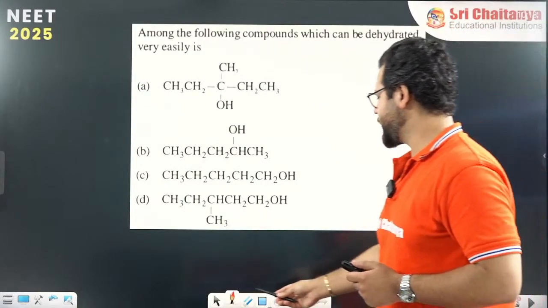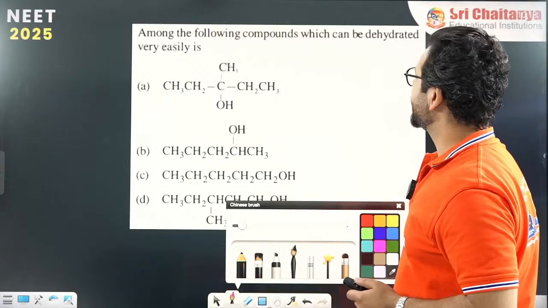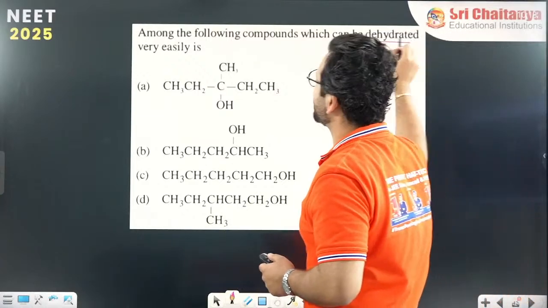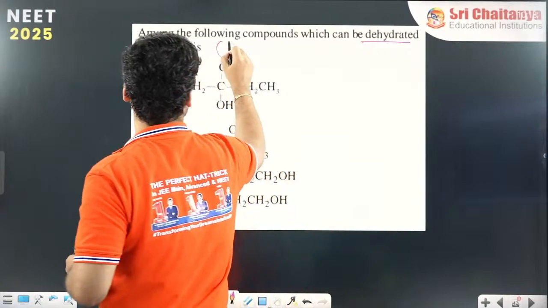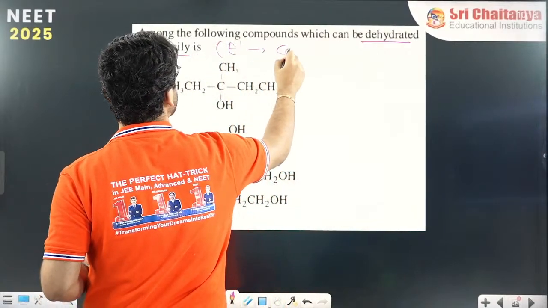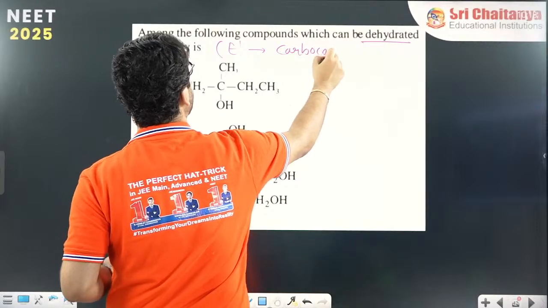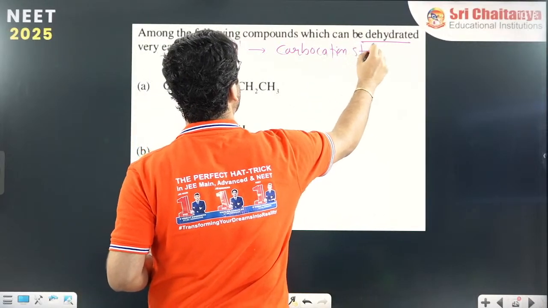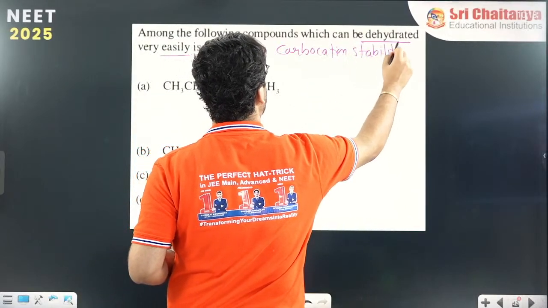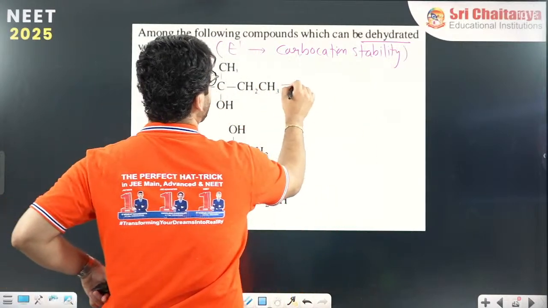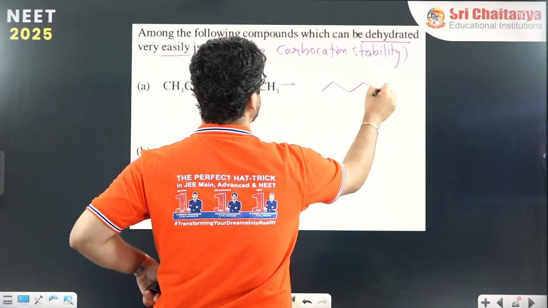Let us go for the next one. They are asking which of the following compounds can be dehydrated easily. Dehydration follows E1 mechanism, so you have to see carbocation stability. So if I draw the carbocation here, the carbocation is going to look like this.